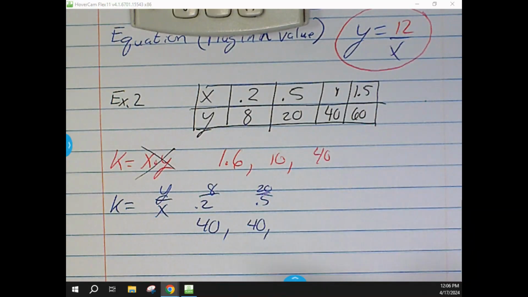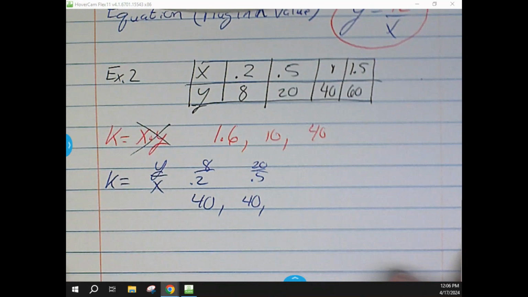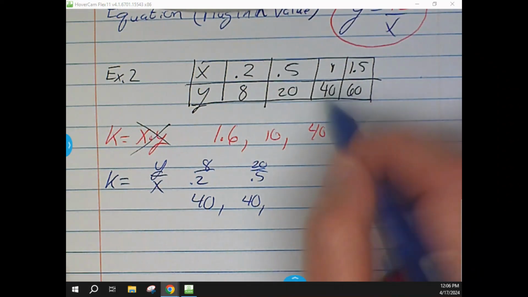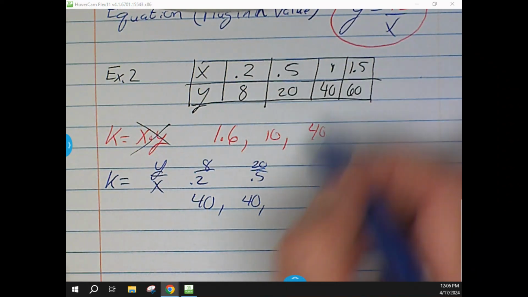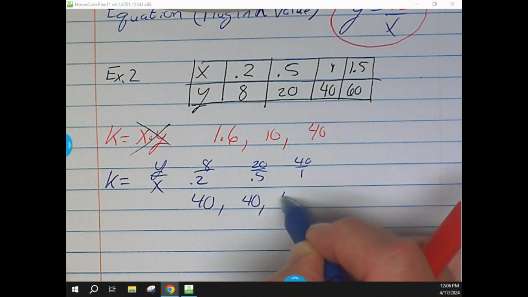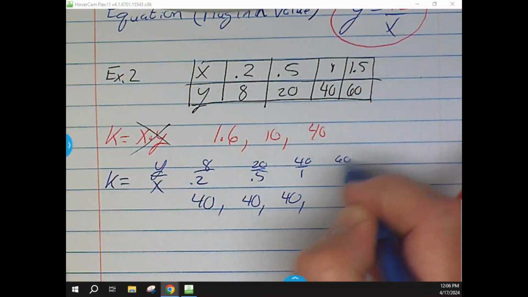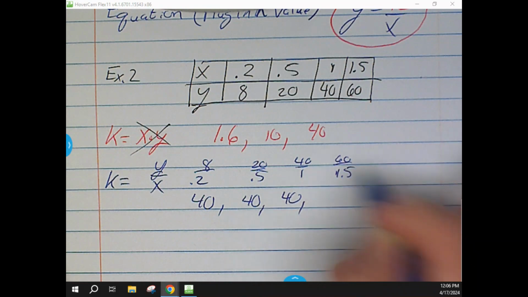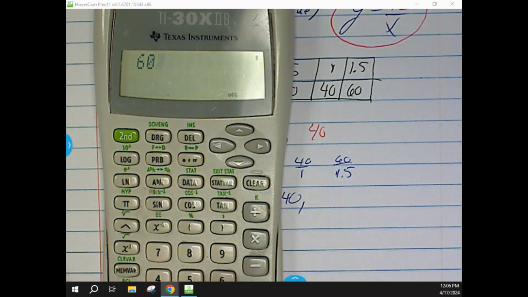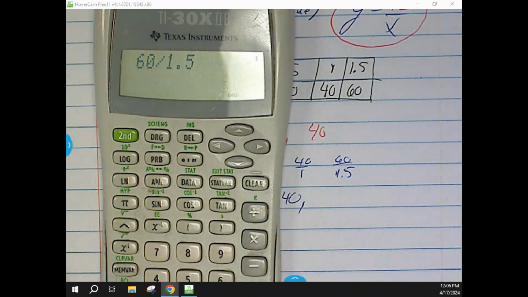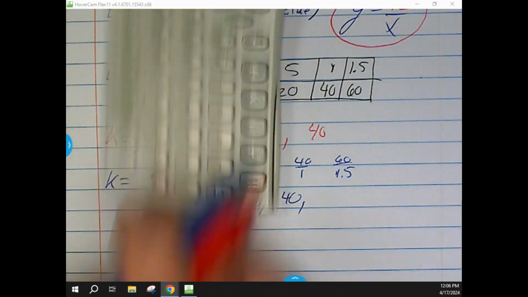So you're like, well, if we get the first two the same, do we have to keep going? Yeah, you do, because sometimes the back numbers may not work, so you may get one or two that do. This one's easy. That's 40 divided by 1. We know that's 40. So the last one we got to check is the 60 divided by 1.5. That's also 40.